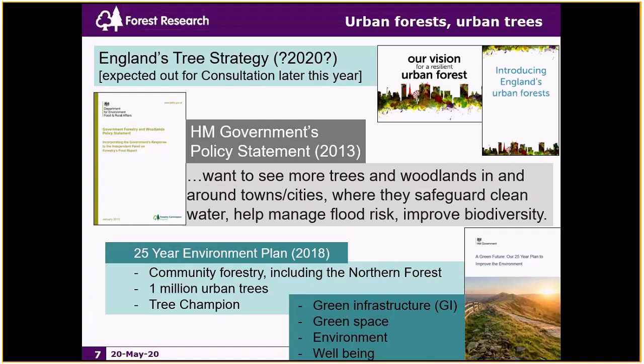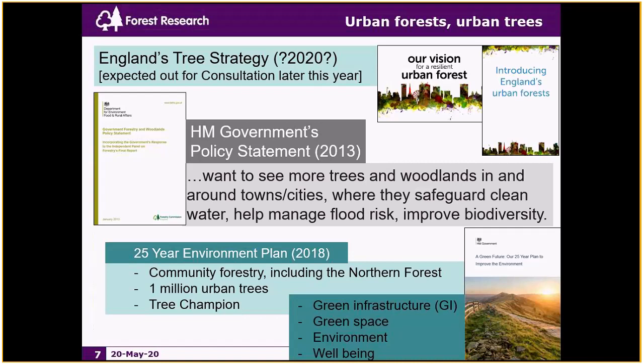Closer to home, in England, back in 2013, the government's policy statement on trees and woodlands talked about wanting to see more trees and woods in our towns and cities. And again, it then goes on to provide rather a limited or restricted view of the benefits they provide, here stating that they safeguard clean water, help manage flood risk and improve biodiversity. You see quite clearly there's no reference there to some of the social health and wellbeing benefits of trees.